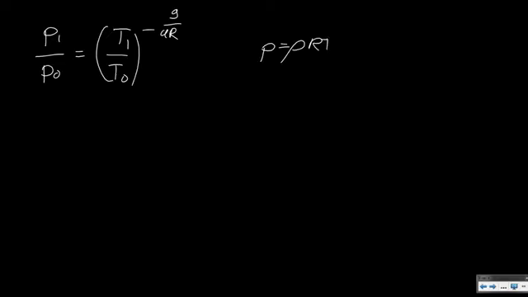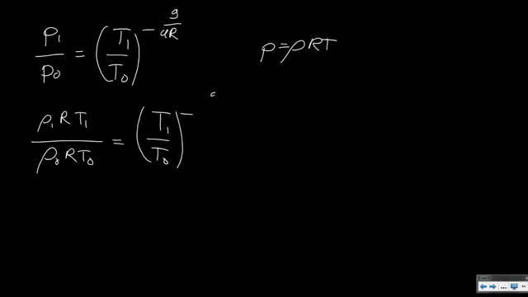So we have p1 divided by p0 is t1 divided by t0 to the power minus g over AR. And we want to change this into density. Well, we know with the equation of state that p equals rho RT. So let's substitute this, and this means that it becomes rho 1 R T1 divided by rho 0 R T0. This is the same as p1 over p0, and on the right side of the equation everything remains unchanged.